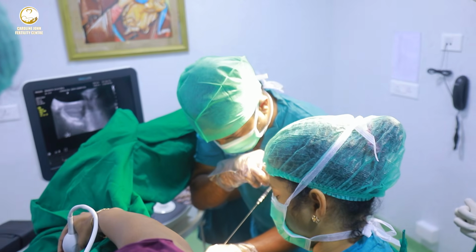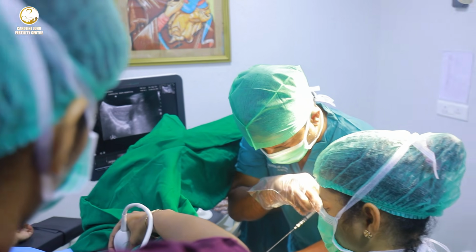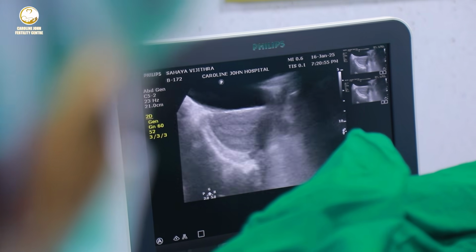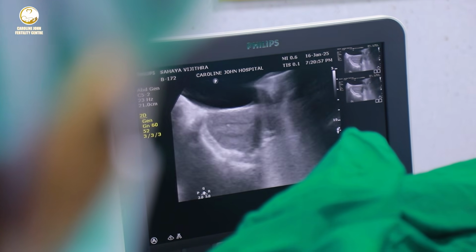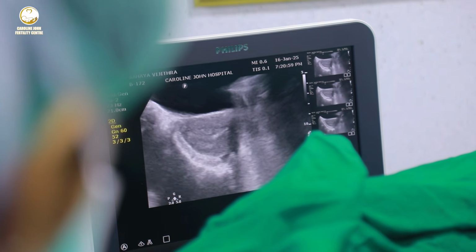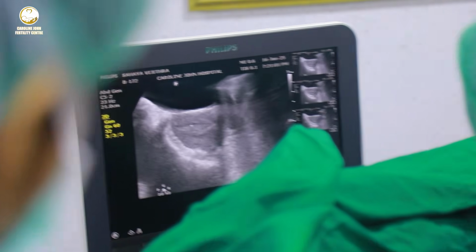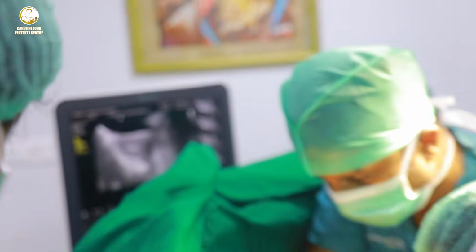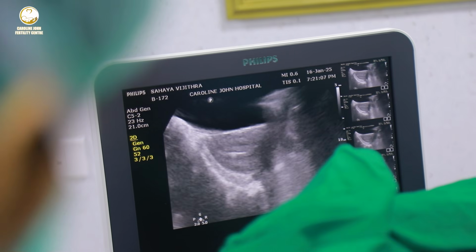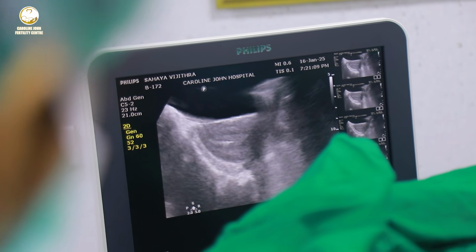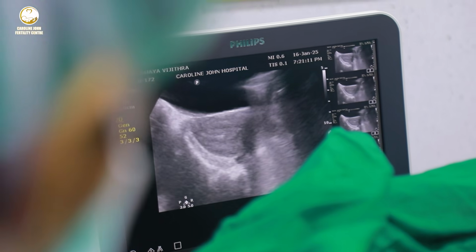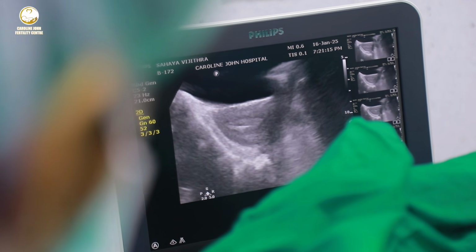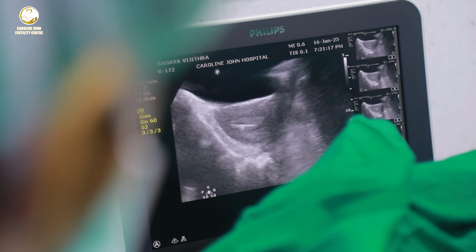The timing of the transfer is critical. It is usually performed on day 3 or day 5 after fertilization, depending on the embryo's development stage. Day 5 transfers, also known as blastocyst transfers, have been shown to have higher success rates as they better mimic the natural implantation process. Before the procedure, proper preparation is essential to create an ideal environment for embryo implantation.